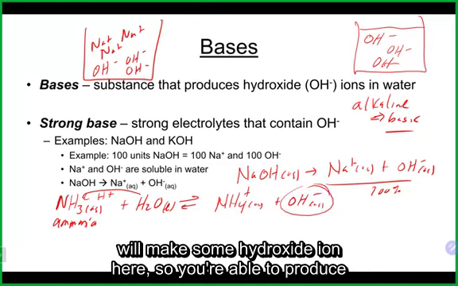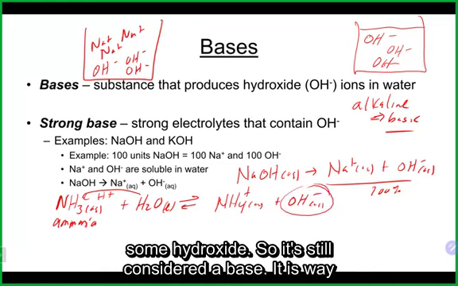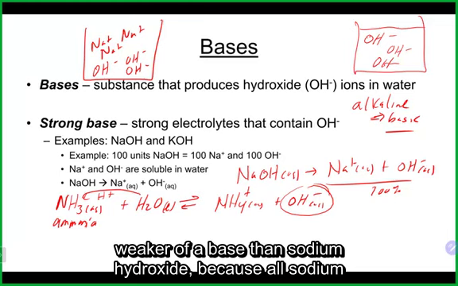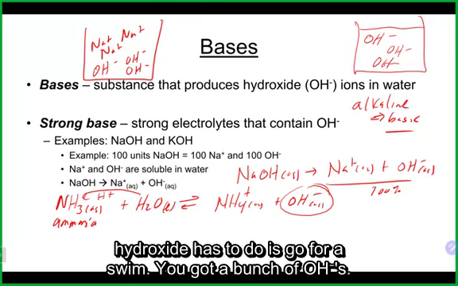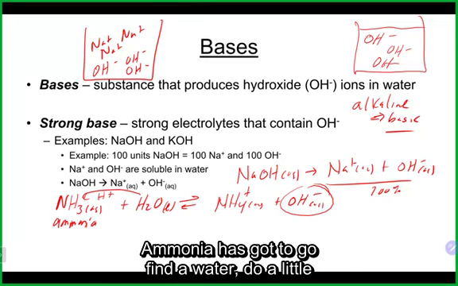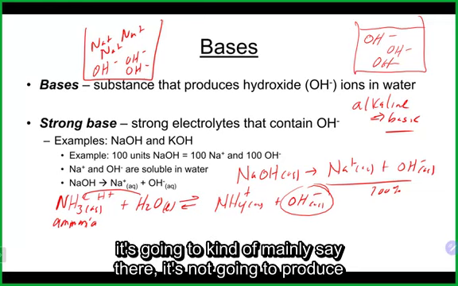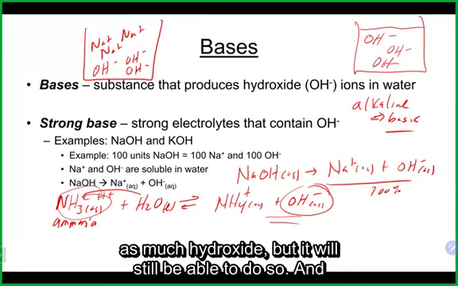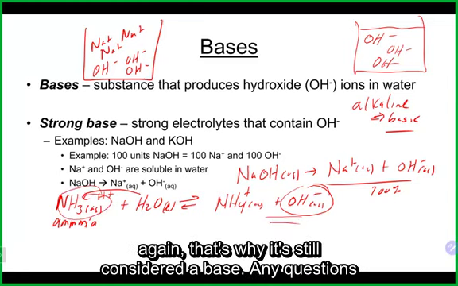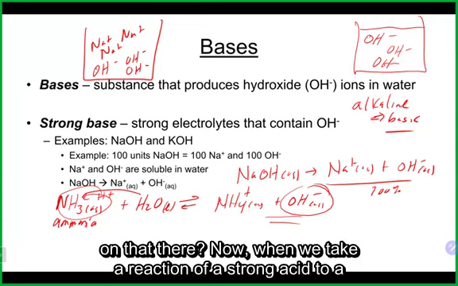So you are able to produce some hydroxide, so it's still considered a base. It is way weaker of a base than sodium hydroxide, because all sodium hydroxide has to do is go for a swim. You got a bunch of OH minuses. Ammonia's got to go find a water, do a little reaction, and it's a weak electrolyte, which means it's not going to produce as much hydroxide, but it will still be able to do so. And again, that's why it's still considered a base. Any questions on that there?